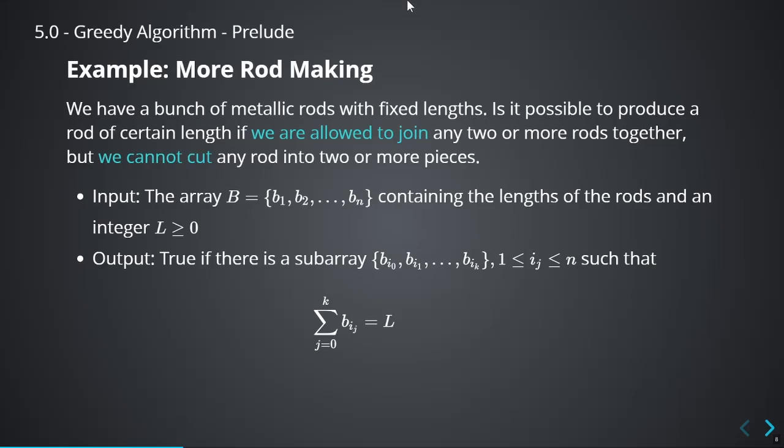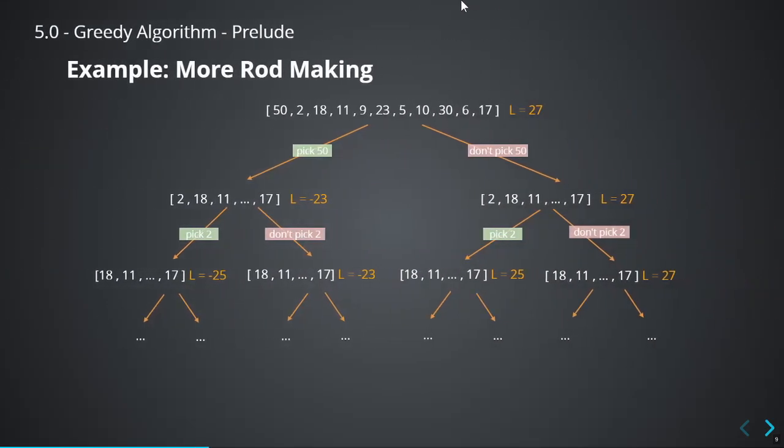So look, if you're up to week 5, then I hope you've seen the videos from week 4 and before. And we talked about rod making when we talked about the brute force algorithm. You've got a bunch of rods of different lengths, and the question is, can you make a rod of a certain length? This was the tree that I had. You've got rods of length 50, 2, 18, 11, 9, and so on. Can you make the length 27, for example?